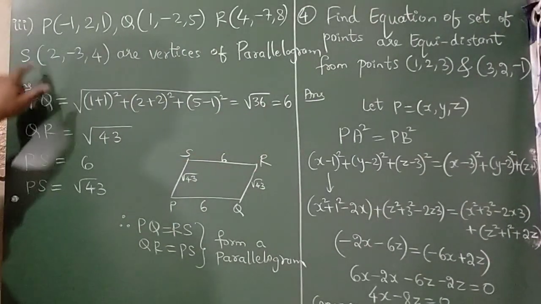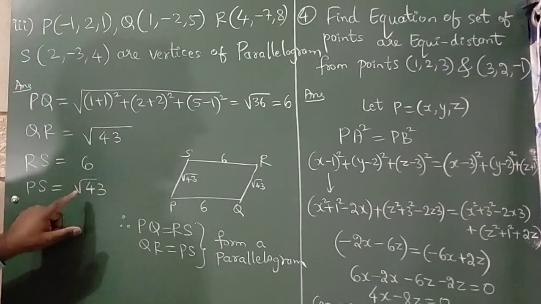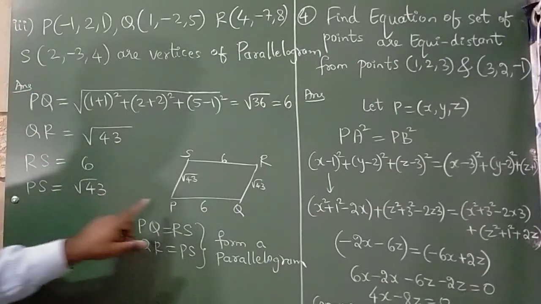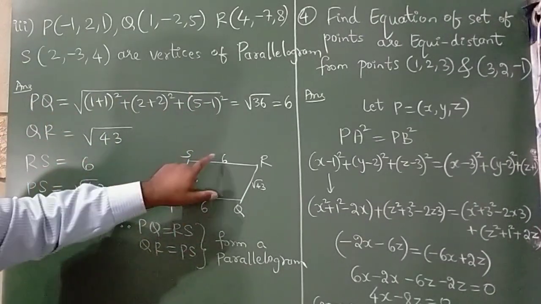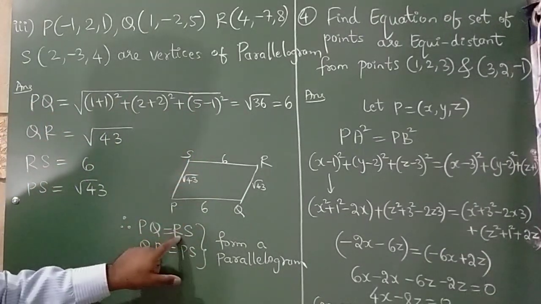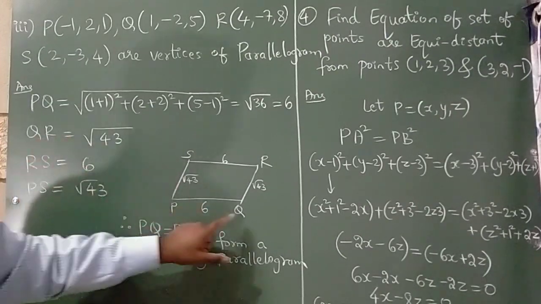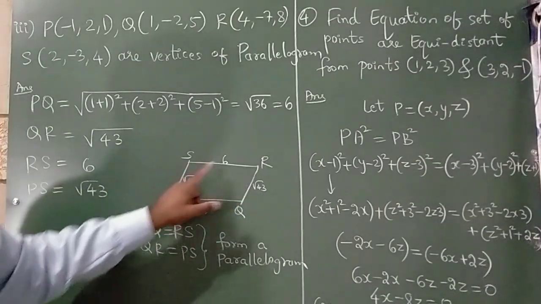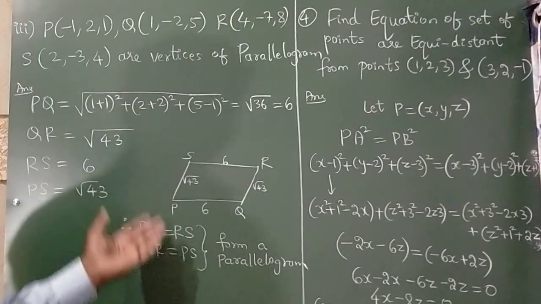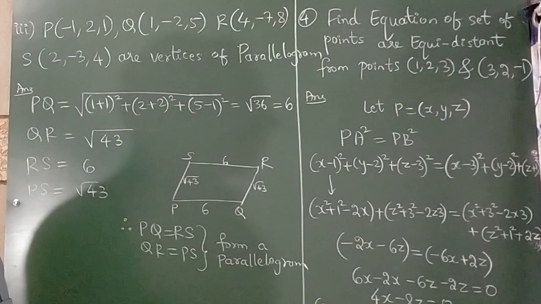Next PS, first and last. If I apply the distance formula, I will get root 43. You can see here PQ is 6, RS is opposite to that, 6. So PQ is equal to RS. And QR is root 43 and PS is also root 43. So opposite sides are equal. So the given points form a parallelogram.